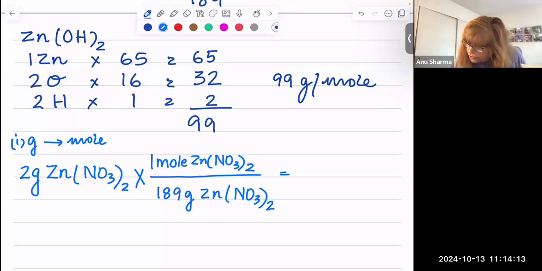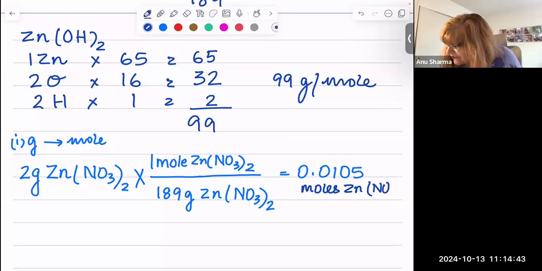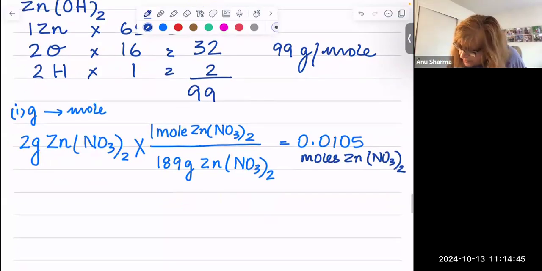Okay, so 2 divided by 189, and that gives you 0.0105. Remember, I told you to keep 4 places after the decimal. There's a 5, 8 also, but it's okay. Just leave it at 5. So these are the moles of zinc nitrate. Okay. Next, second step.